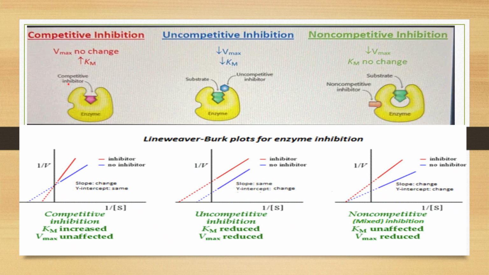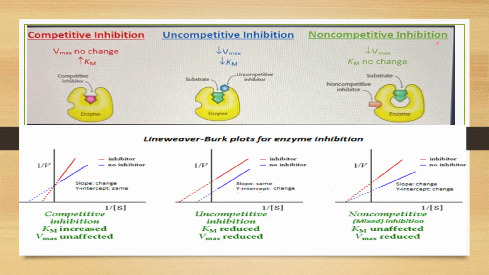Now this slide is showing a comparative study of competitive inhibition, uncompetitive inhibition and non-competitive inhibition. During competitive inhibition, the competitive inhibitor binds to the active site of the enzyme, leading to the inactivation of the enzyme. The structure of the competitive inhibitor is very similar to the structure of the substrate. During competitive inhibition, Km is increased and Vmax remains constant.